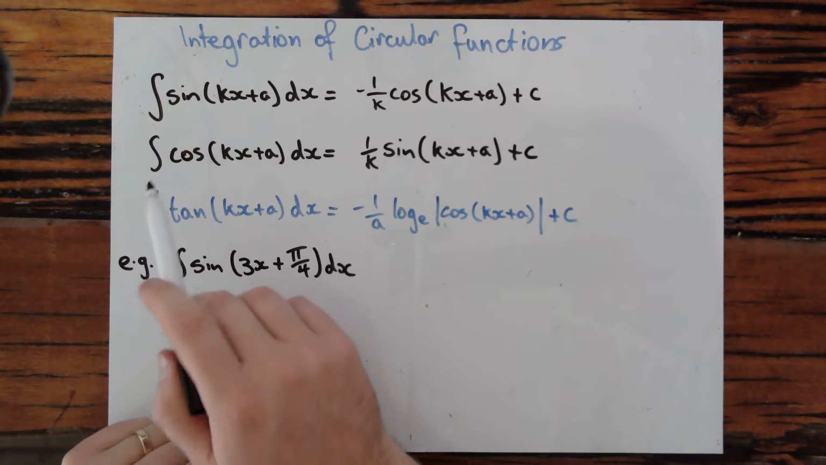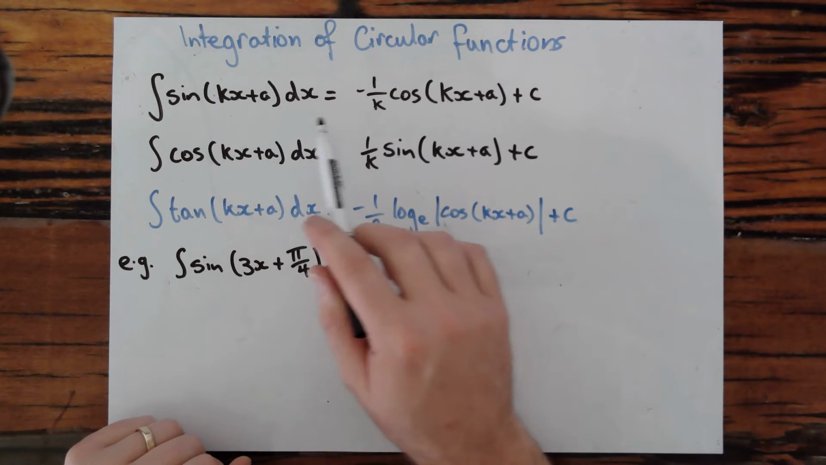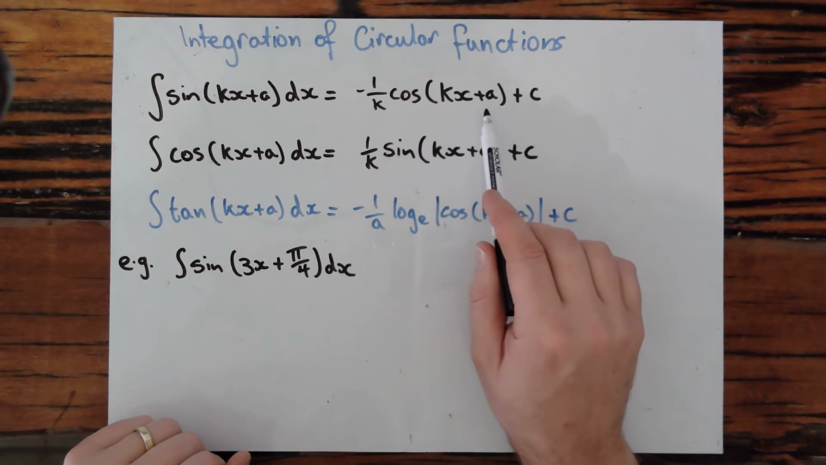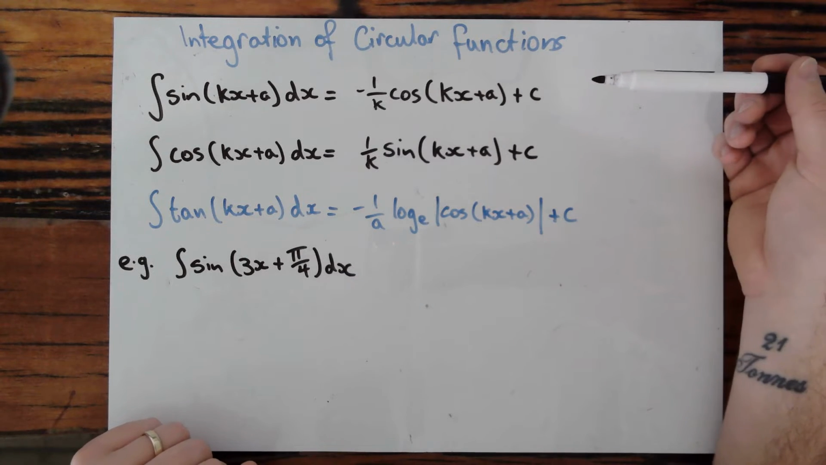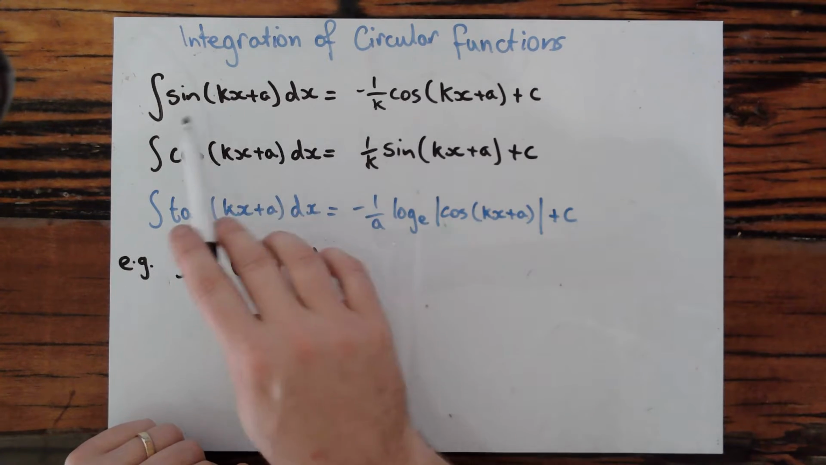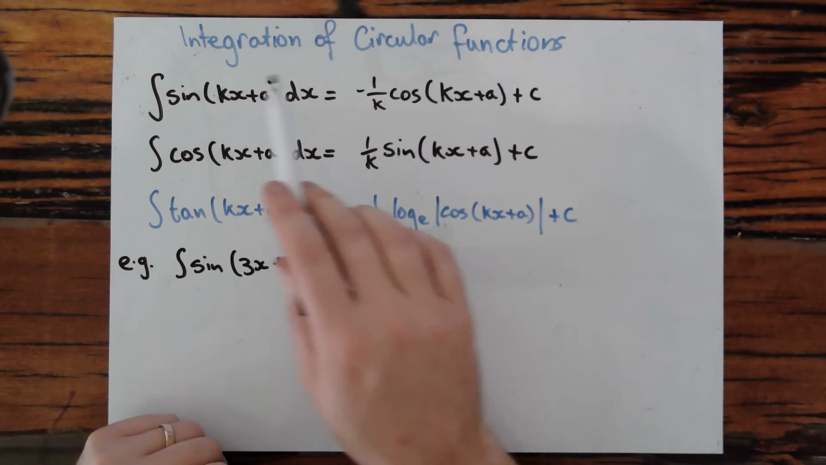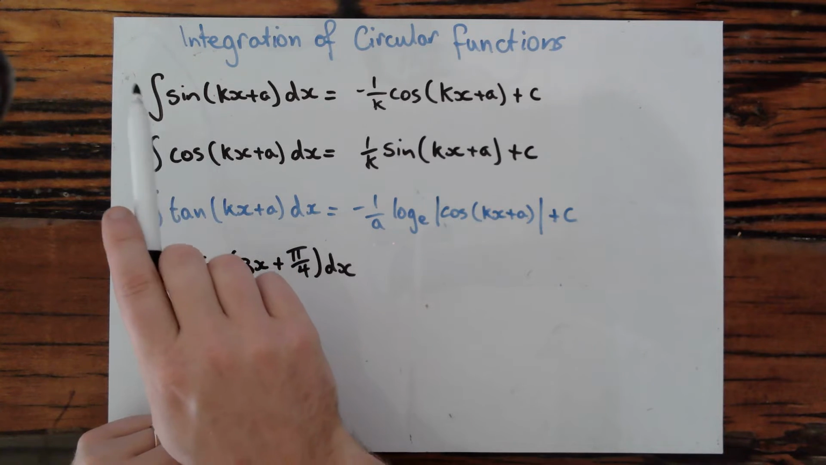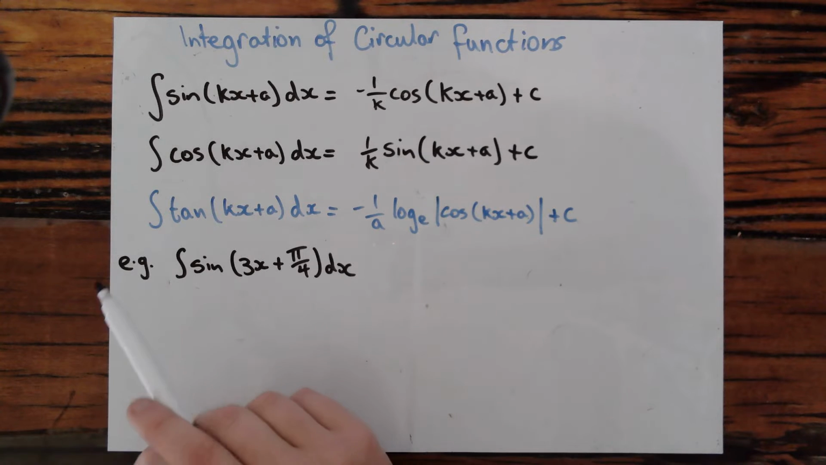So our first rule is the integral of sine of (kx + a) dx is equal to -1 on k cos of (kx + a) + c. You can see this is where it gets a little annoying, because our negatives are opposite to when we differentiate. When we differentiate, sine goes to positive cos, but when we anti-differentiate or integrate, we go from sine to negative cos. So that's a little thing that we're going to make sure we remember.